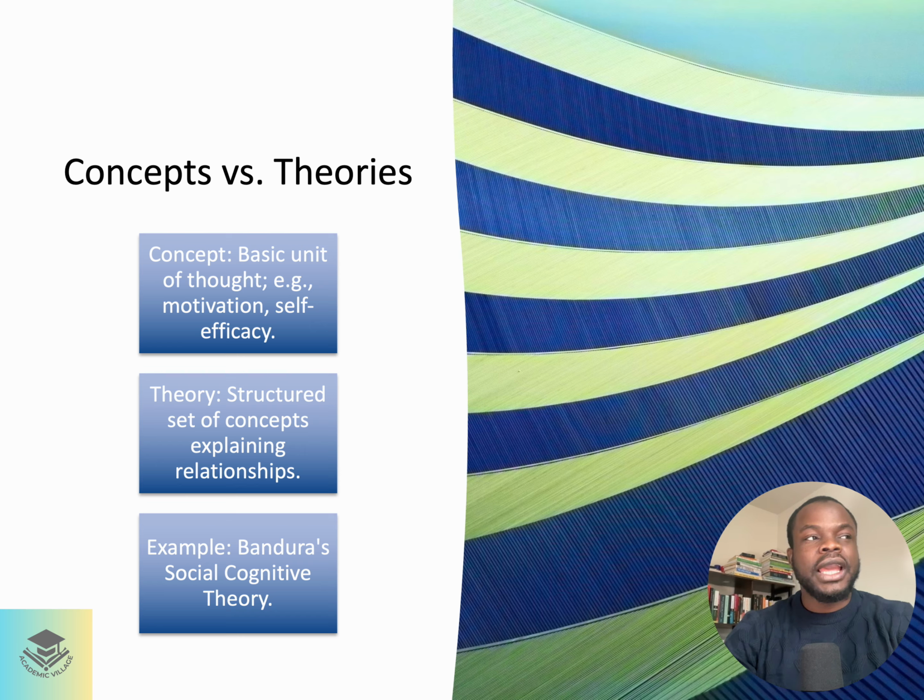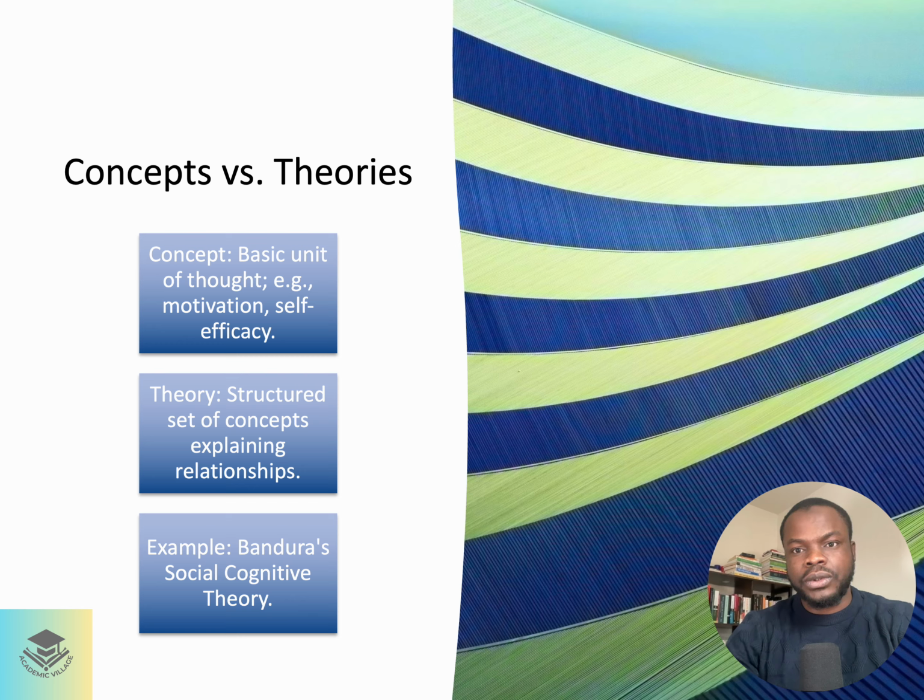What is a theory? A theory is a structured set of concepts, emphasis on structured set, because they must connect, they must interact. A theory is said to be a structured set of concepts that explains relationships between variables or concepts. So in this case, we could test that theory. A theory could be tested, it could be refined, and we could use a theory to predict and explain how and why things happen the way they do.